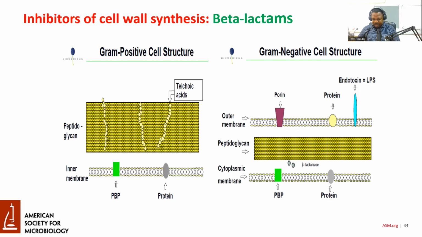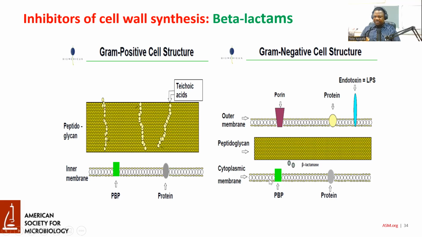The difference with the gram-negative structure is that gram-negative bacteria have a very thin peptidoglycan layer, which is also covered by an outer membrane. The outer membrane has porins, which are proteins able to transport certain molecules, including antibiotic molecules, into the cell before they diffuse through the peptidoglycan layer to reach the PBP.